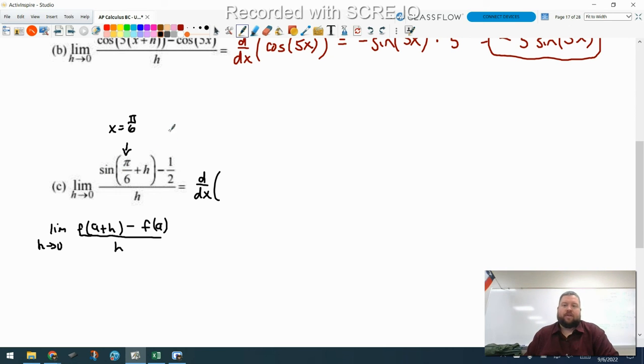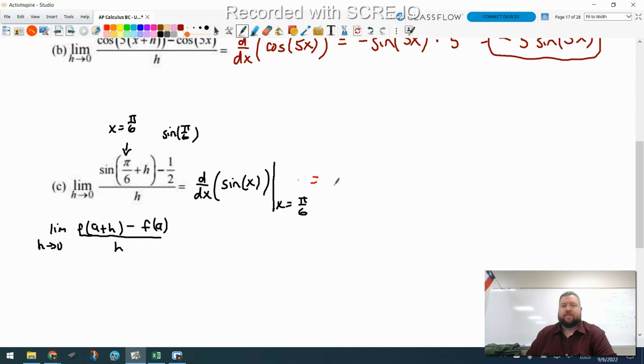If this was sine of a right here, this would be sine of pi over 6 right there, and that is 1/2. Sine of pi over 6 is 1/2. That's where the 1/2 comes from. So this is sine of a plus h minus sine of a. So they are looking for the derivative of sine of x, but then we have to evaluate this at x equals pi over 6. So this is a derivative at a point rather than a derivative function like the other ones.